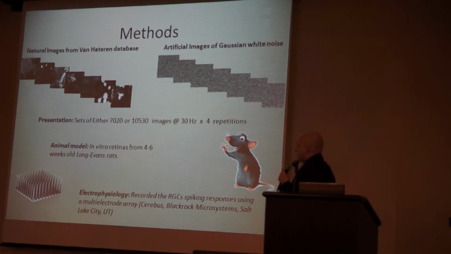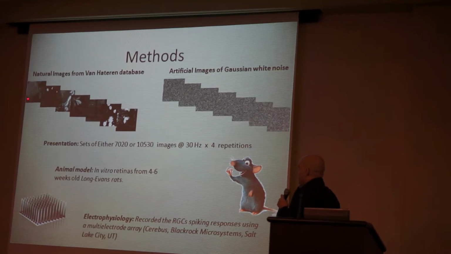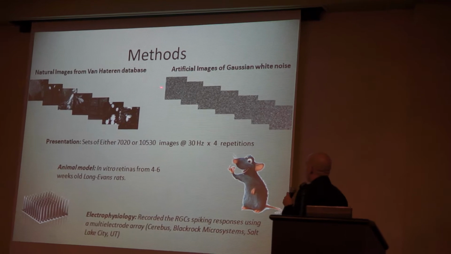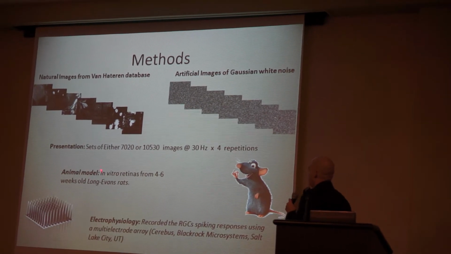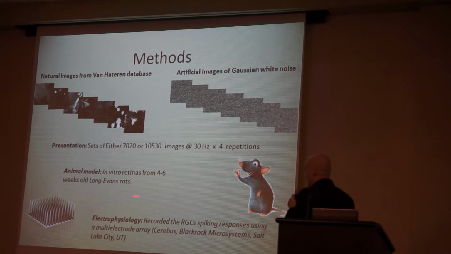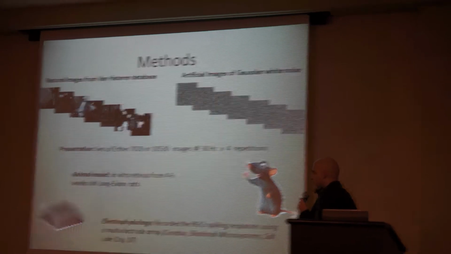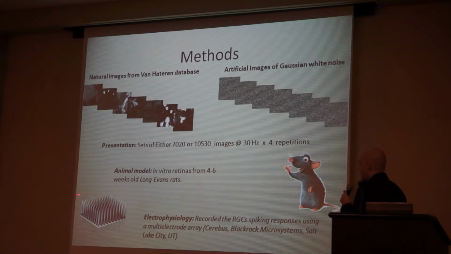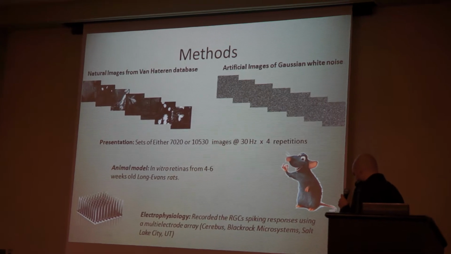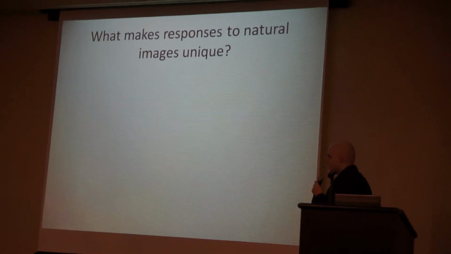So in my experiments, I'm presenting sets of natural images and artificial white noise images to retinas from rats, and I record the retinal ganglion cell responses using a multi-electrode array. So what makes the responses to natural images unique?